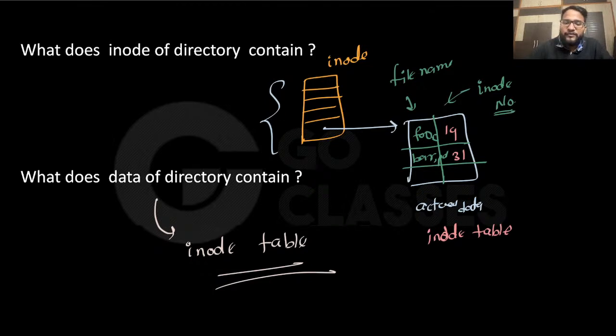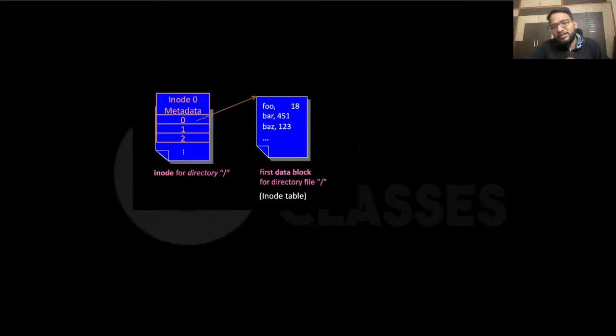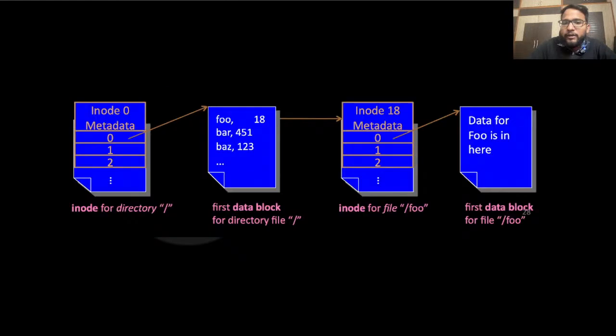Okay, I hope that is fine, right? Now, this is how it looks. The inode of the directory will look like this, and it contains the inode table. Once I get the inode table, I might go to that particular inode of that file, and from that file I will be going to the data. Is this whole linking clear to everyone?